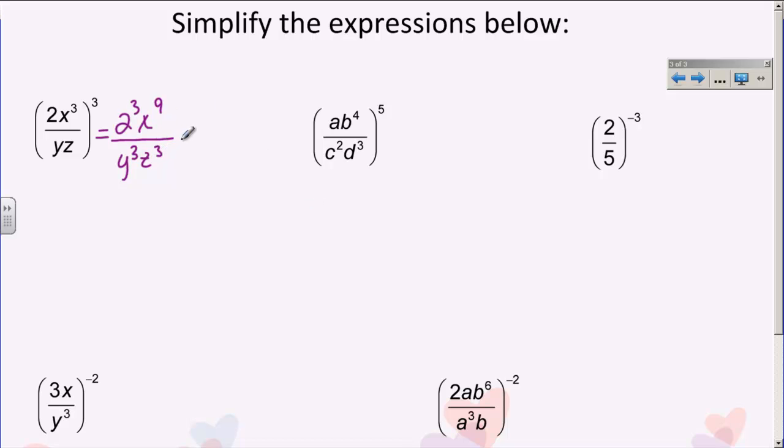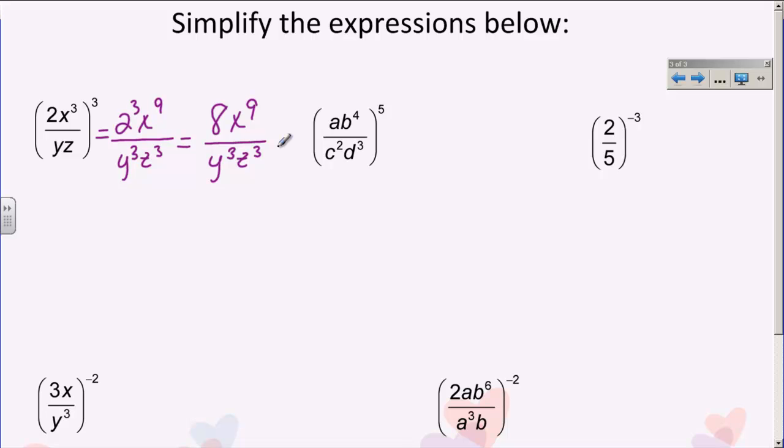Well, 2 to the third you should know is 8. So you have 8x to the ninth over y to the third, z to the third. And since I now don't have any like bases, I'm done. There was no division that had to be done in this problem at all. I was just basically simplifying using what I have already learned, as I don't have any like bases.